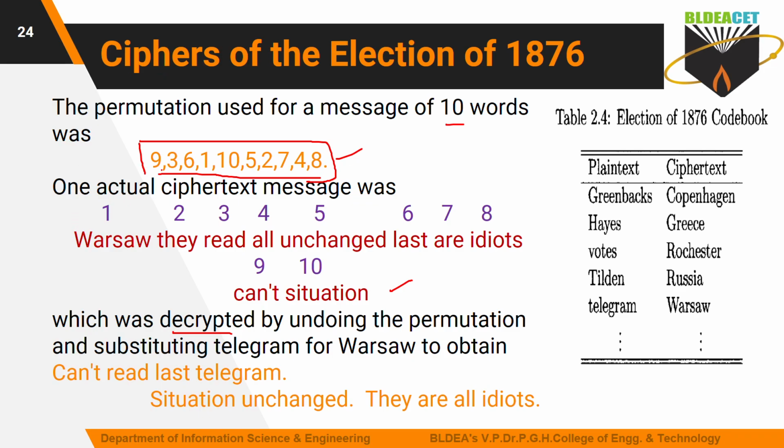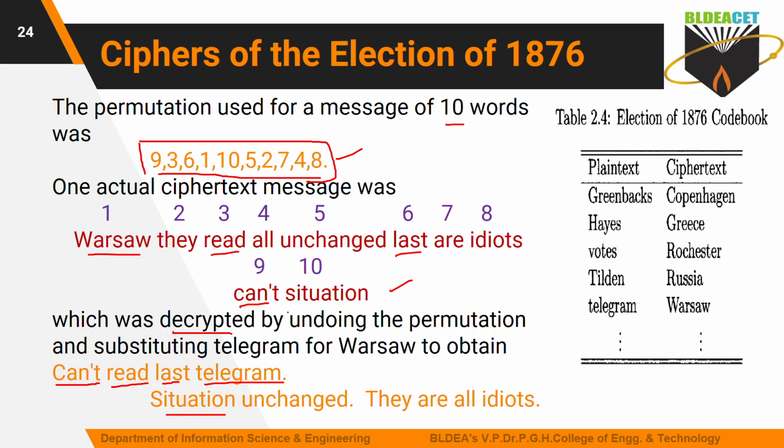What is your first word? It shows 9. So in the ciphertext, in the ninth position, what word do you have? That is cannot. You consider this as the first word in the plain text. Next is 3. In the third position, what word do you have? Read. So the second word you take is read. Next is 6. 6 means the word is last, so you take last. Next is 1. In the first position, what is the word? It is Varsha. So actually it is changed; how it is changed, I'll explain next. Next is 10. 10 means situation. That word you have to substitute here.